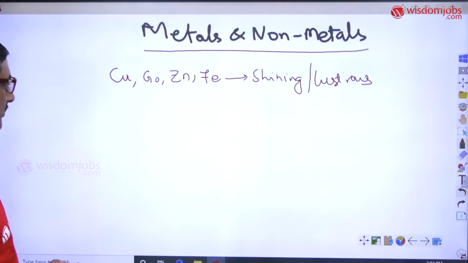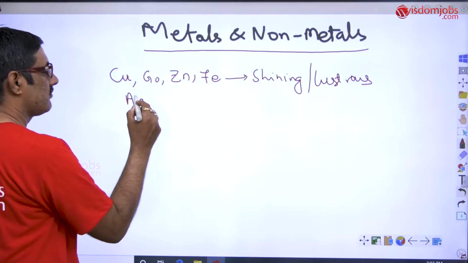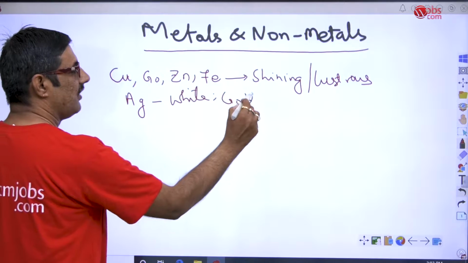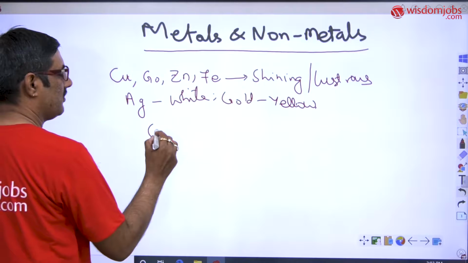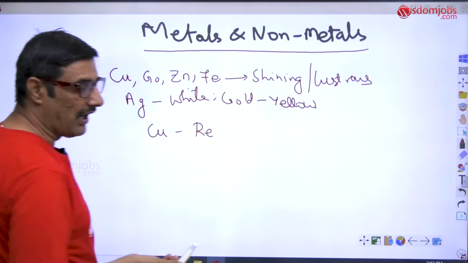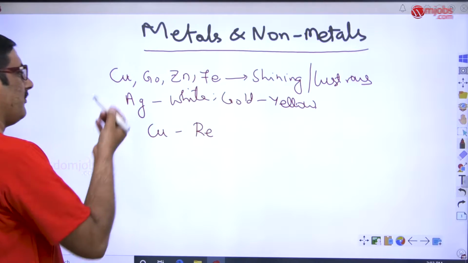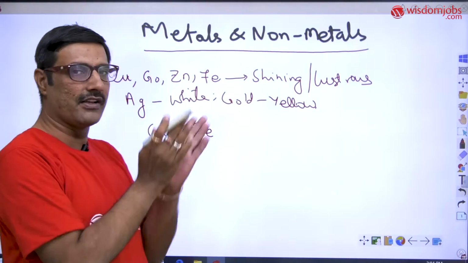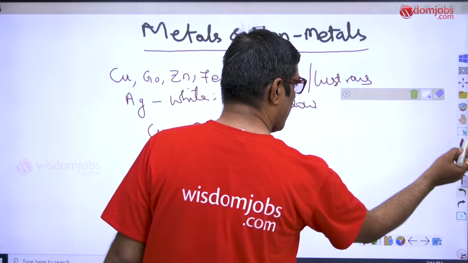One more aspect is that many of the metals are colored. If you take silver, it is white in color. If you take gold, it is yellow. Copper is red. And of course sometimes pig iron also is red in color. So different metals have different colorations. First of all, they are lustrous and colorful. The second property is their malleability and ductility.